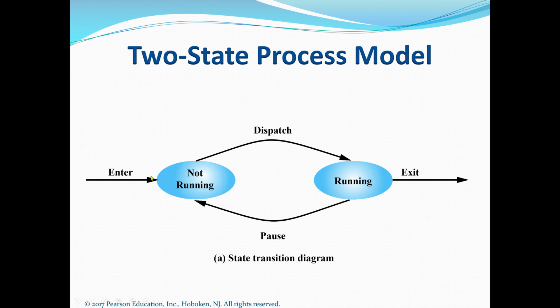So here is the enter state. When we enter the two-state process model, we enter not running, then we dispatch to the running state. We can pause it and come back to not running. Other than that, we exit.